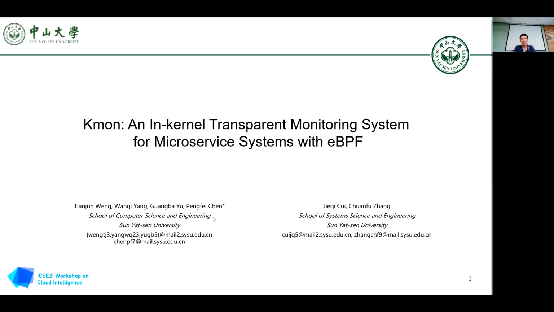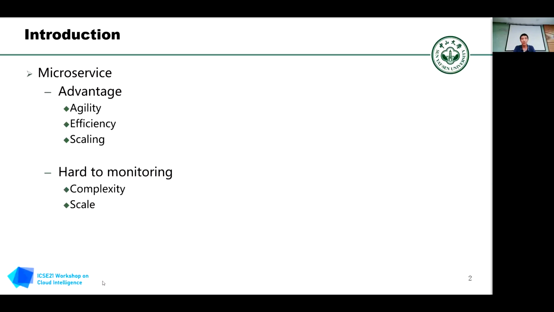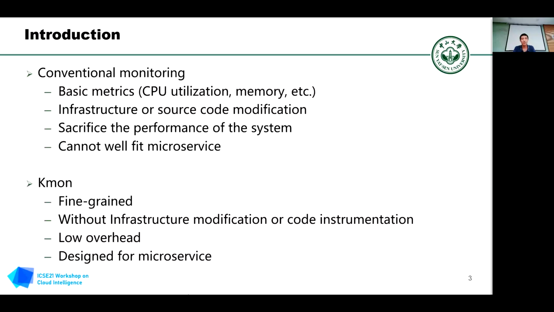Today I will talk about our research, Kmon, an in-kernel transparent monitoring system for microservice systems with eBPF. Since microservices have advantages in agility, efficiency, and scaling, it has become the most popular architecture in the industry. However, as microservice complexity and scale increase, it becomes challenging to monitor such a large number of microservices.